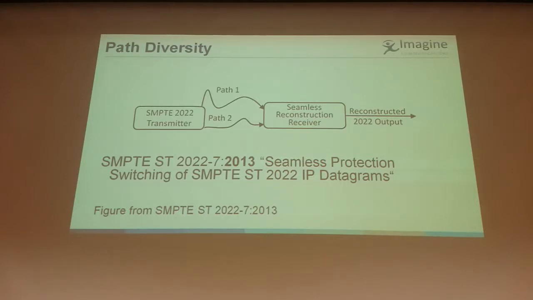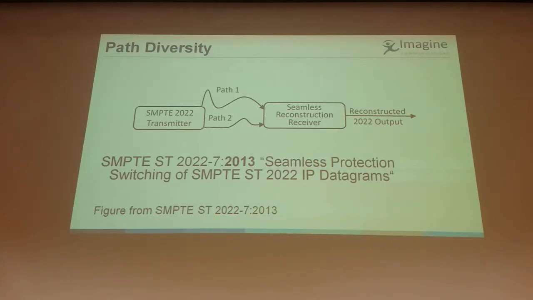Okay, so the next technique is path diversity. This is a mouthful: SMPTE 2022-7, seamless protection switching of SMPTE 2022 IP datagrams. A bit of a mouthful. But basically what this comes down to is I'm just going to send the same information down two different paths. As John talked about, we had switch A and switch B. I'm just going to send one copy one way, one copy the other way, and the receiver is going to put them together.